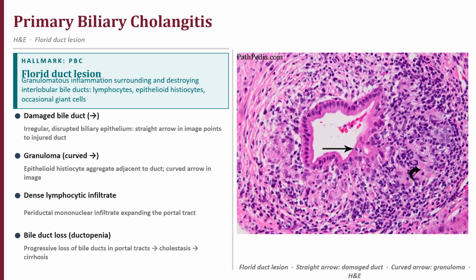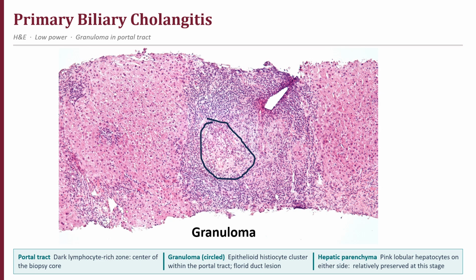The patterns of injury in PBC will include inflammation. As you can see here, we have the inflammatory infiltrate in this portal tract, but additionally, these inflammatory cells will be attacking the bile duct and causing its destruction. Sometimes we can see with this inflammation granuloma formation.